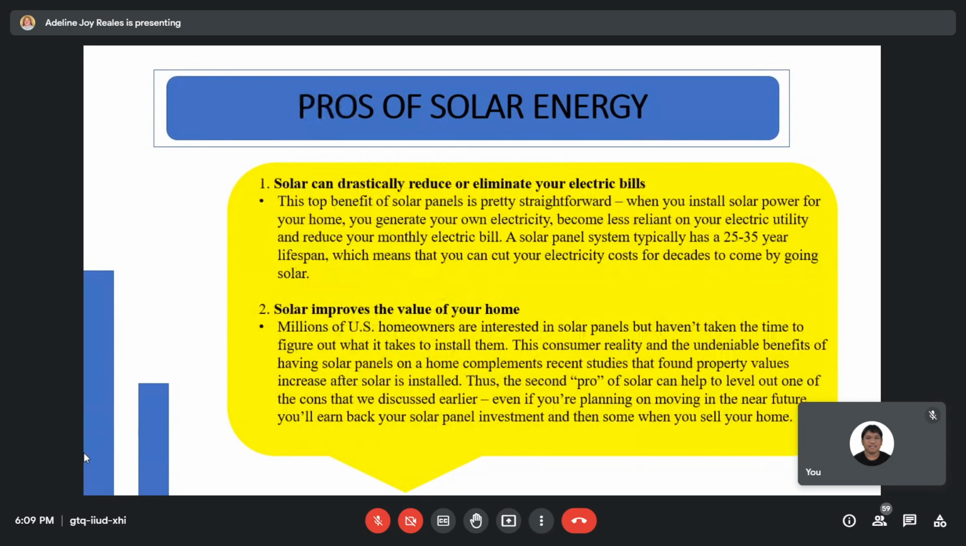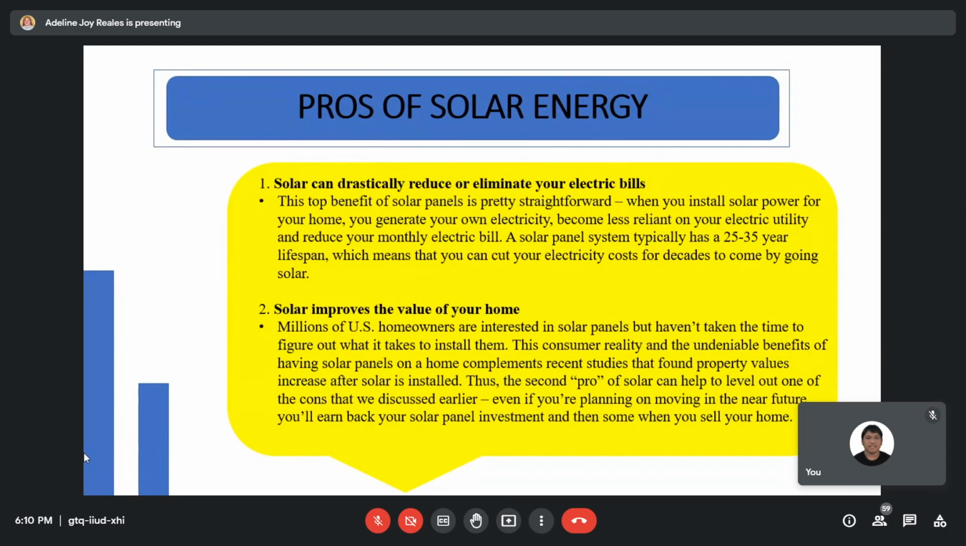Pros of solar energy. Solar can drastically reduce or eliminate your electric bills. This top benefit of solar panels is pretty straightforward. When you install solar power for your home, you generate your own electricity, become less reliant on your electric utility, and reduce your monthly electric bill. A solar panel system typically has a 25 to 35-year lifespan, which means that you can cut your electricity costs for decades to come by going solar.